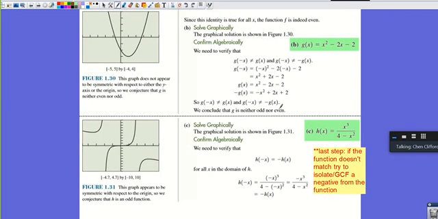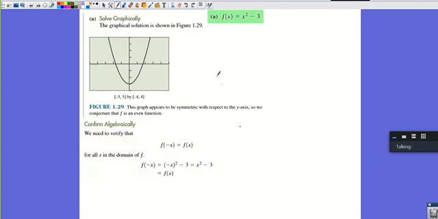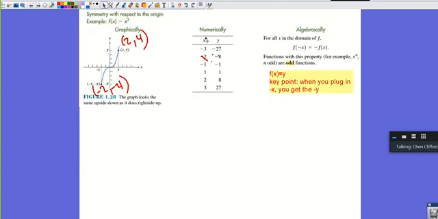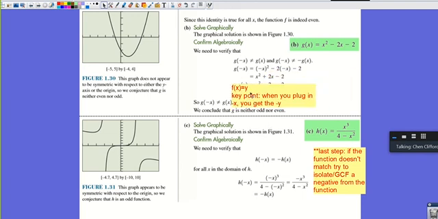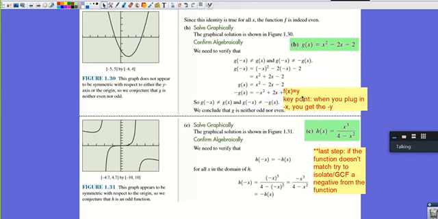So let's go ahead. Let me copy and paste this. Here's an example of an odd function. Now let's plug in a negative x. Here is example C. I copied it. We're going to plug in a negative x wherever we see an x. Now, that's how they got this right here.